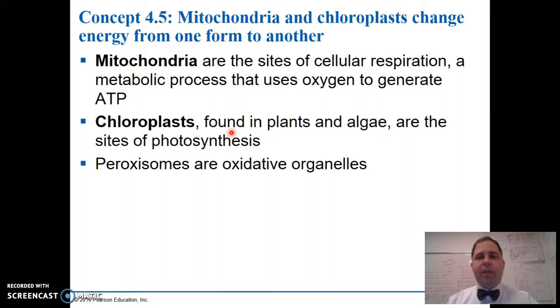Lumping in with mitochondria and chloroplasts, we're also going to include the peroxisome, which is an oxidative organelle. It helps reduce reactive oxygen inside the cell so that it is less damaging to the cell.